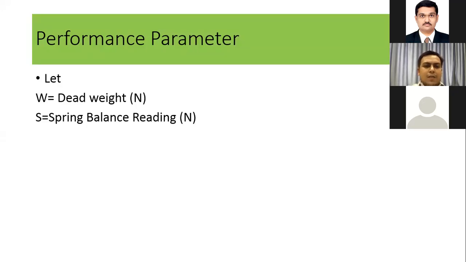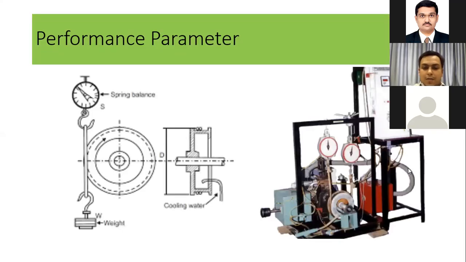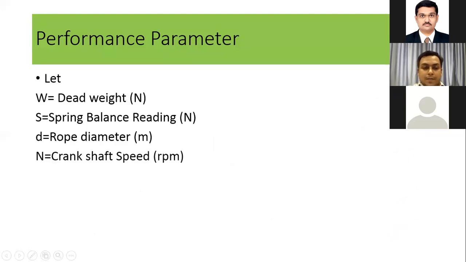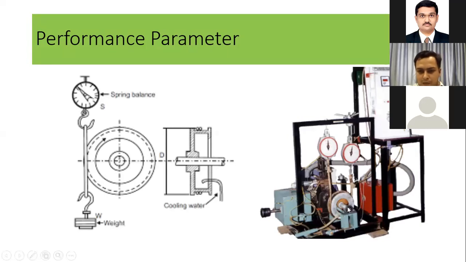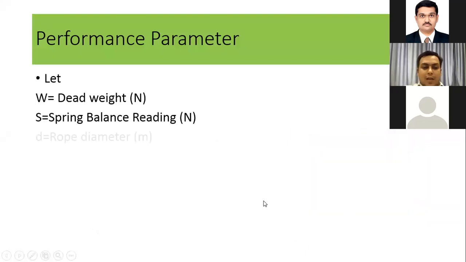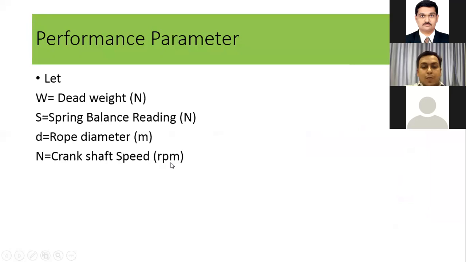Second is the spring balance reading. It is again given in kg, but we need to convert it into Newtons. Then d is the rope diameter. Suppose from the previous figure, this is the rope. If you can see in this picture, this is a rope, and the diameter of the rope is called small d. Then N is the crankshaft RPM. In previous slides we can check, this is the engine shaft, and it rotates at a certain RPM. The RPM of this shaft is denoted by capital N, in revolutions per minute.